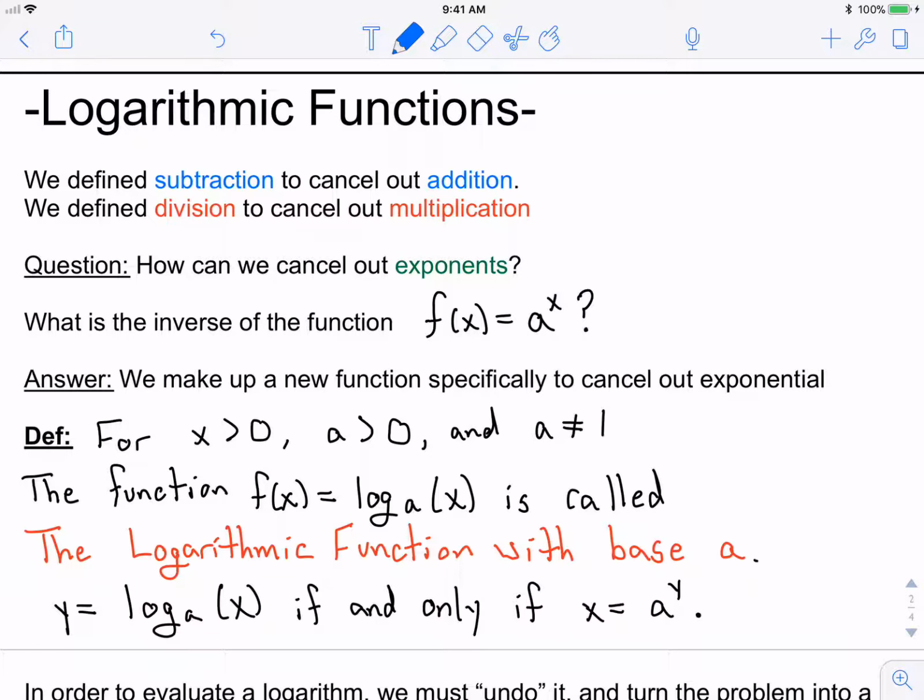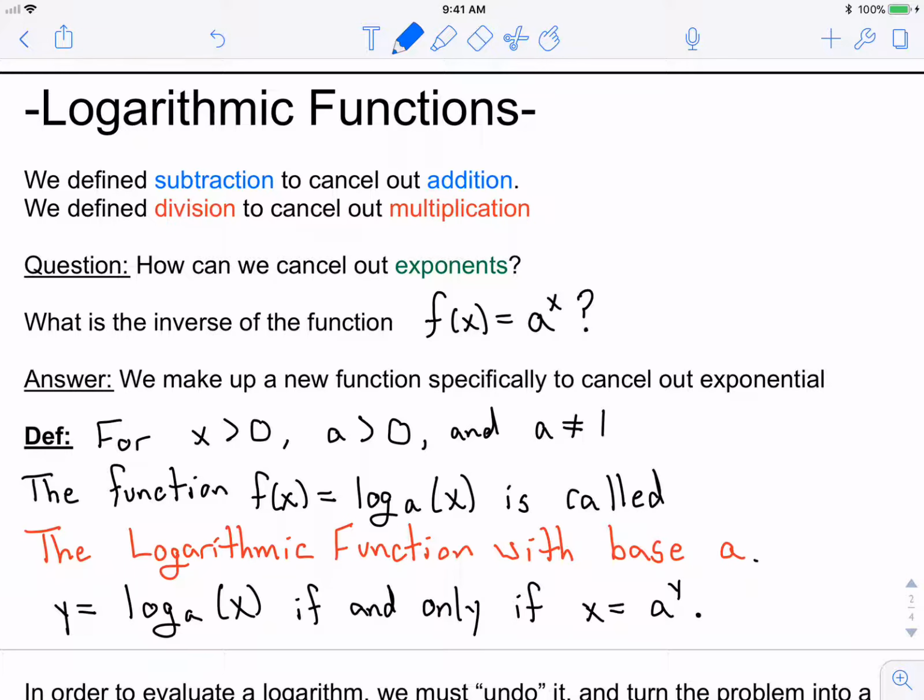But now, how can we cancel out exponents? Or in other words, what is the inverse of the function f of x is equal to a to the power x? If we think about this off the top of our heads, we won't be able to find an answer very easily. And since this is the case, we actually make up a new function specifically to cancel out exponentials. So it's sort of like doing exponentials, but in reverse.